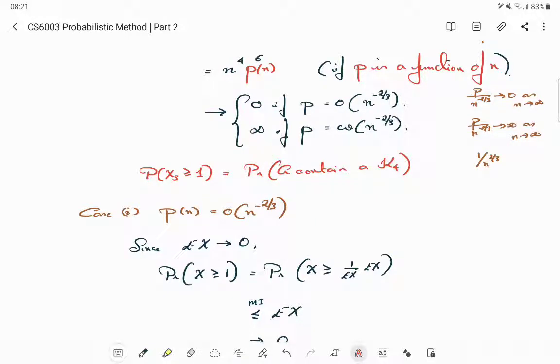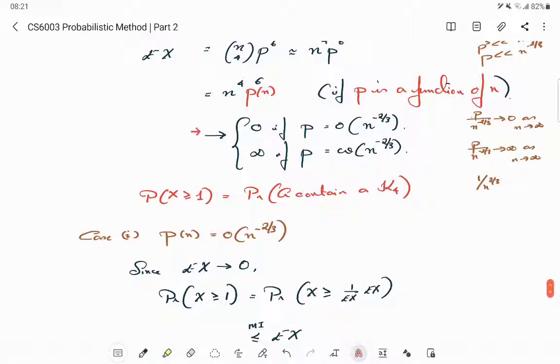X counts the number of K4s. Again, why did I put s? It should have been just the probability that X is greater than or equal to 1. This random variable X counts the number of K4s. So if it is at least 1, then that means G contains a K4. So X greater than or equal to 1 is the same event as G containing a K4, and this is the probability that we want to analyze. So case 1 is easy. That is when E of X goes to 0.